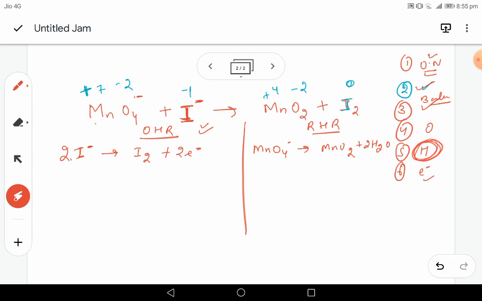Now is the turn to balance hydrogen. So here I don't have any hydrogen, but here I have 4 hydrogen. So how do we balance hydrogen? By putting hydrogen ions to the side where we have deficiency of hydrogen. I have added that. Now comes the last one.